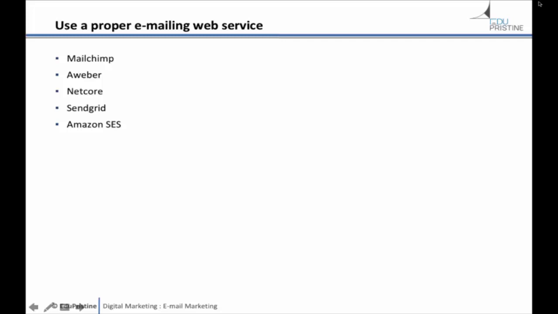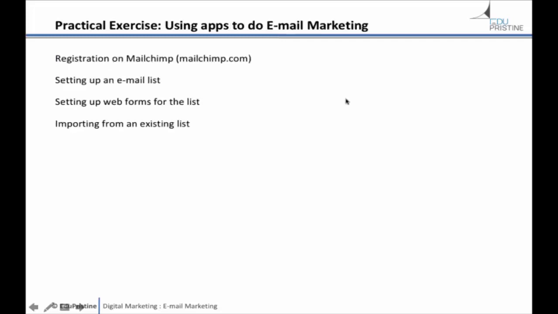Okay, so what we're going to look at today is Mailchimp. What you need to do is go to mailchimp.com and register yourself. We'll also set up an email list. We will also set up web forms for the list and importing from an existing list. So these are all the activities that we will do.